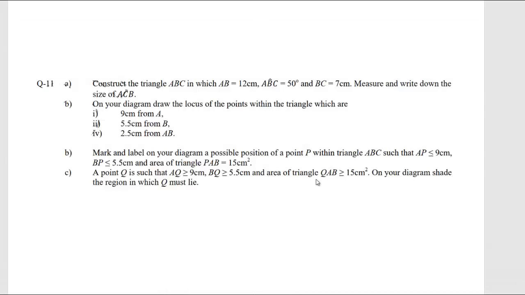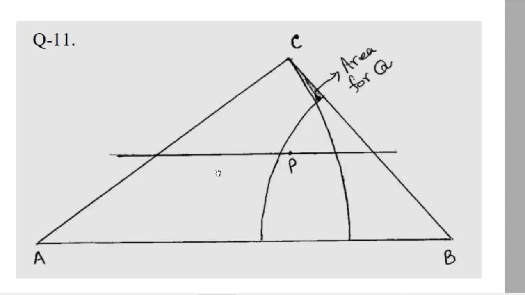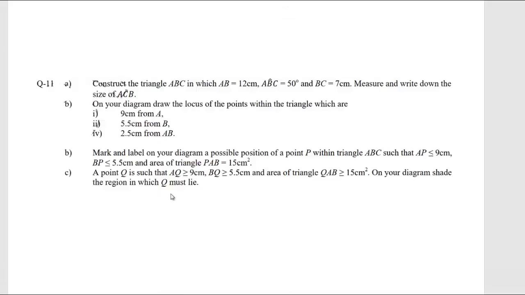And the third condition, the area of the triangle QAB should be greater than or equal to 15 centimeters squared. So we have observed in the previous part, when the area is 15, it is a parallel line whose height is 2.5 centimeters. So in this case, the area is more than or equal to 15 centimeters squared. It means that Q will be on this line, or it may be on the upper side of this line as well. On your diagram, shade the region in which Q must lie.